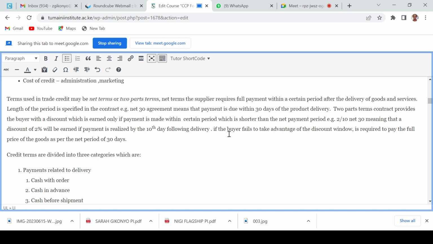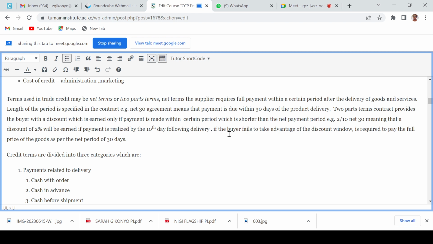They have a special way of saying it, maybe you're on net 30, net 60, net 90, and all that. So we say that terms used in credit may be net terms or 2-part terms. What does that mean? Net terms: the supplier requires full payment within a given period of time after goods and services have been extended. So it is net 30 days. Net 30 agreement, we say payment is due within 30 days of the product delivery. So after I deliver, I'm expecting a payment after that.